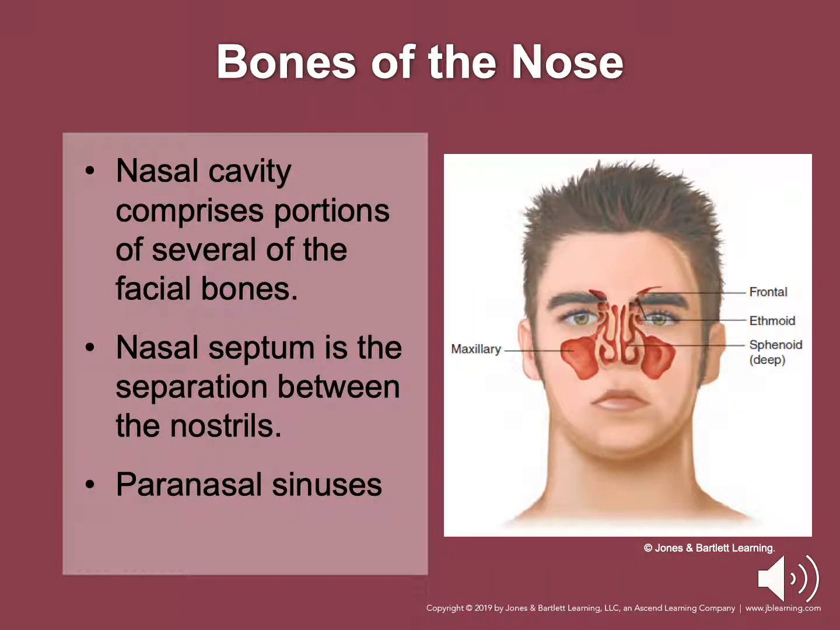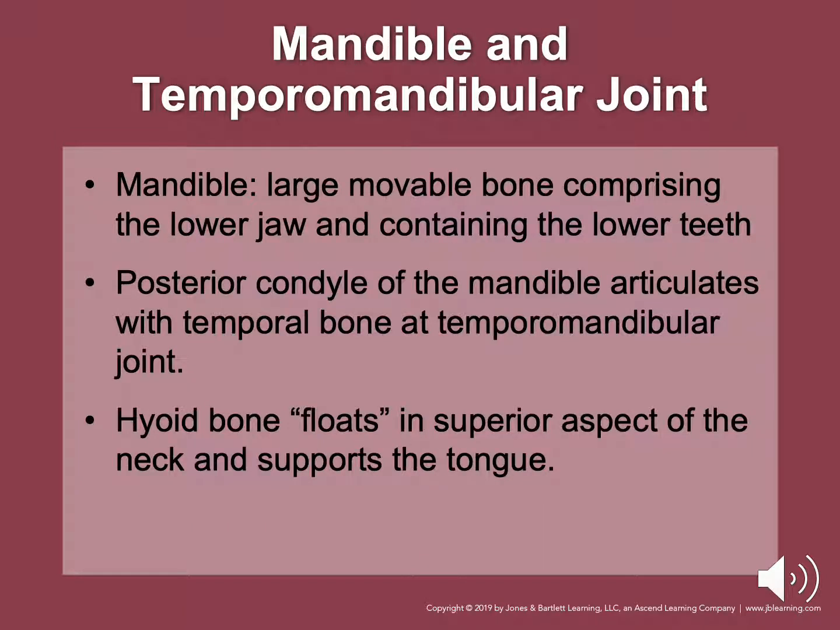The mandible and temporomandibular joint. The mandible is the large movable bone comprising the lower jaw and containing the lower teeth. The posterior condyle of the mandible articulates with the temporal bone at the temporomandibular joint, and the hyoid bone floats in the superior aspect of the neck and supports the tongue.